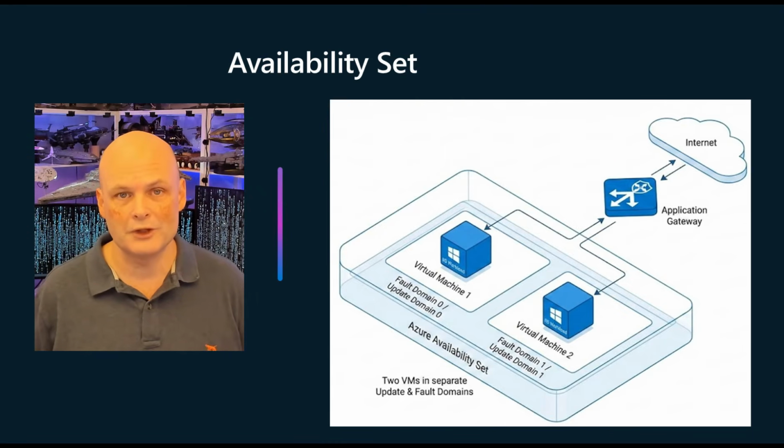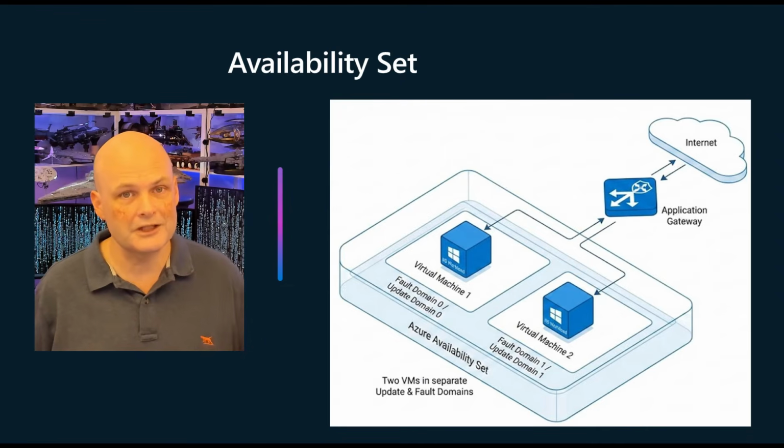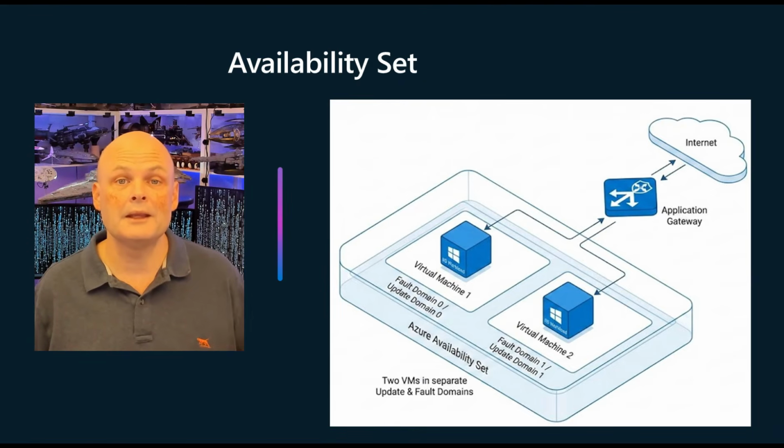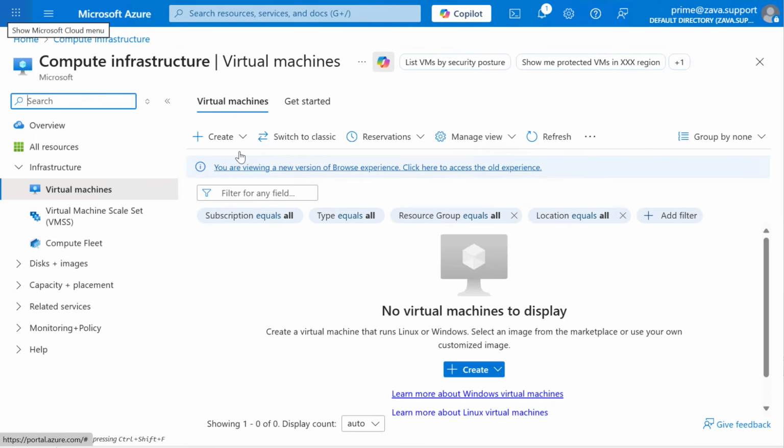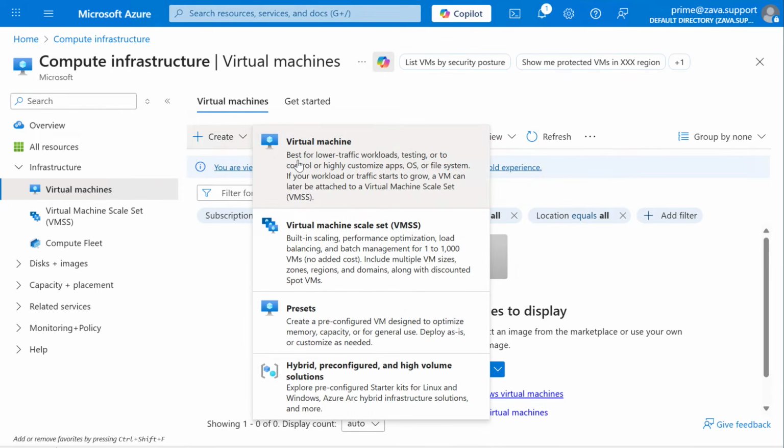Now, it's critical to note that you need to assign VMs to an availability set when you create them, and you can't go and take existing running VMs and add them to an availability set. I start in the Azure portal in the virtual machines node. I select create, and then I select virtual machine.